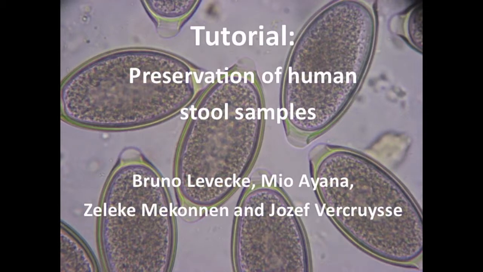Tutorial: Preservation of Human Stool Samples. In this tutorial, we will demonstrate how to preserve human stool samples in order to molecularly identify the different soil-transmitted helminths. It also enables molecular identification of single nucleotide polymorphisms in the beta-tubulin gene in these helminths associated with anthelminthic resistance.